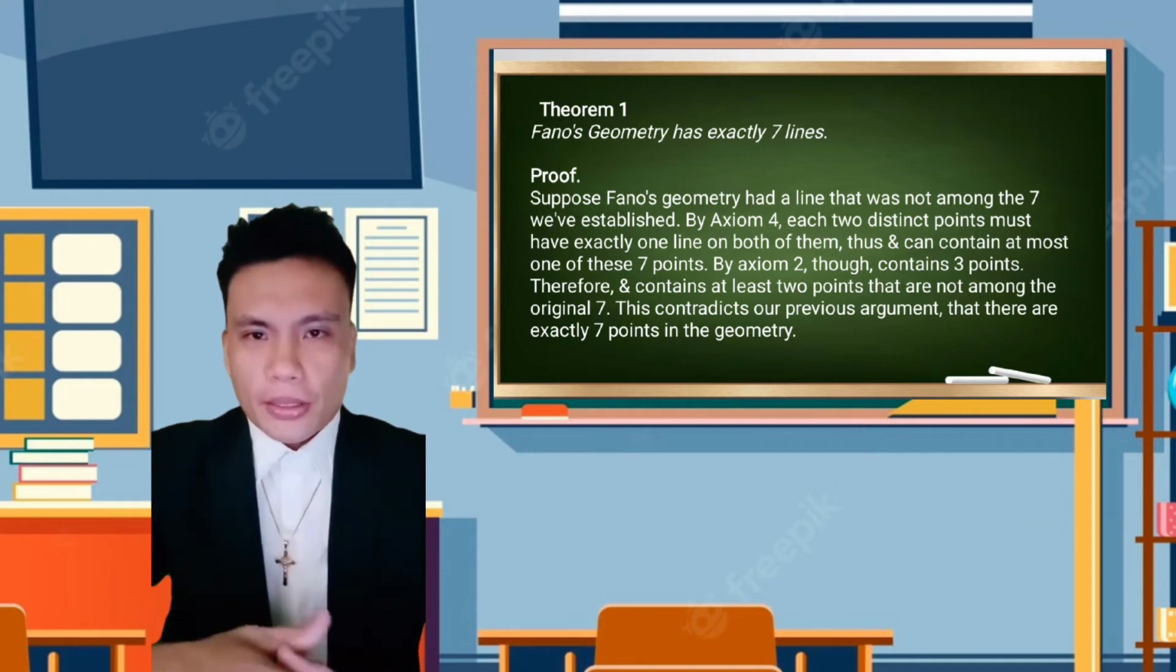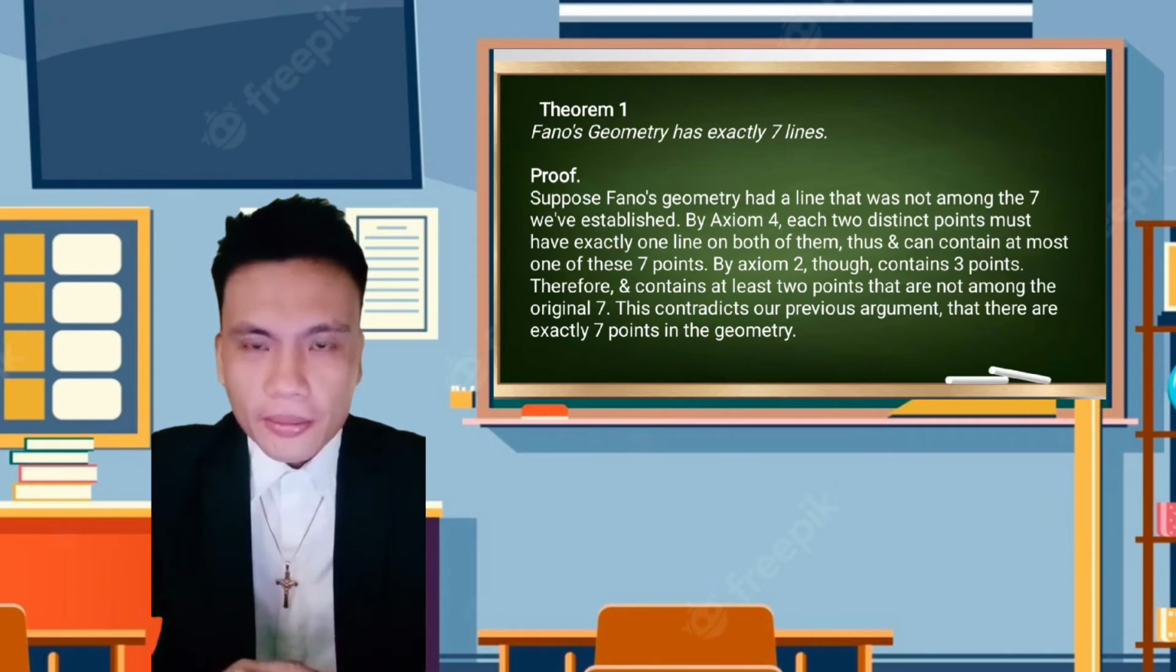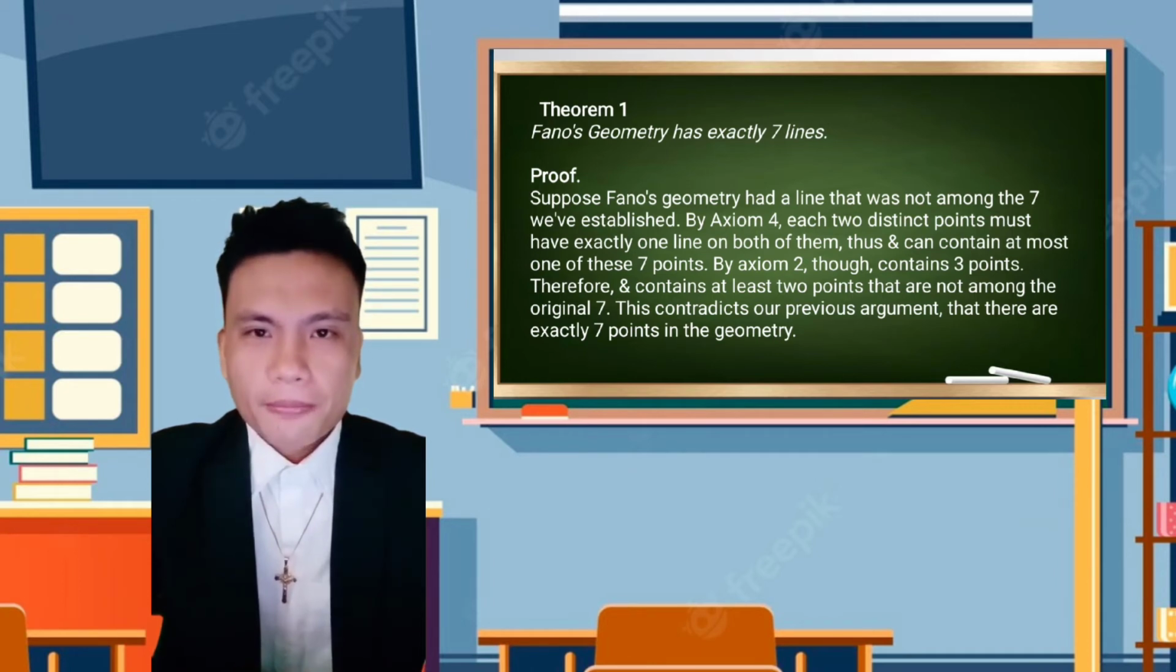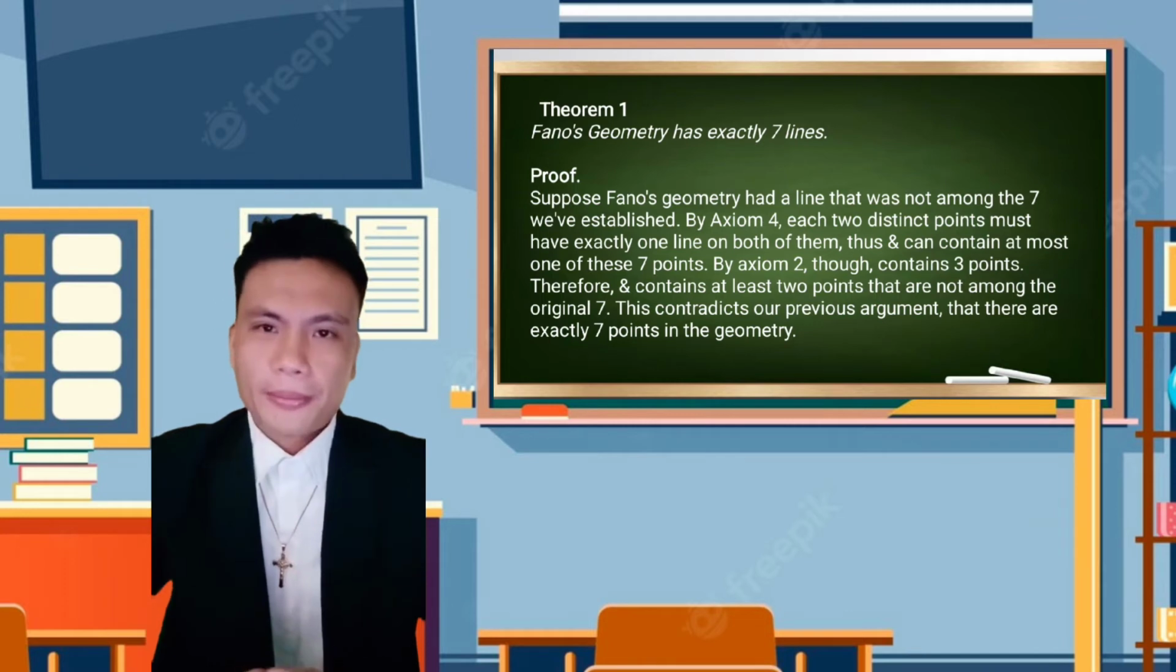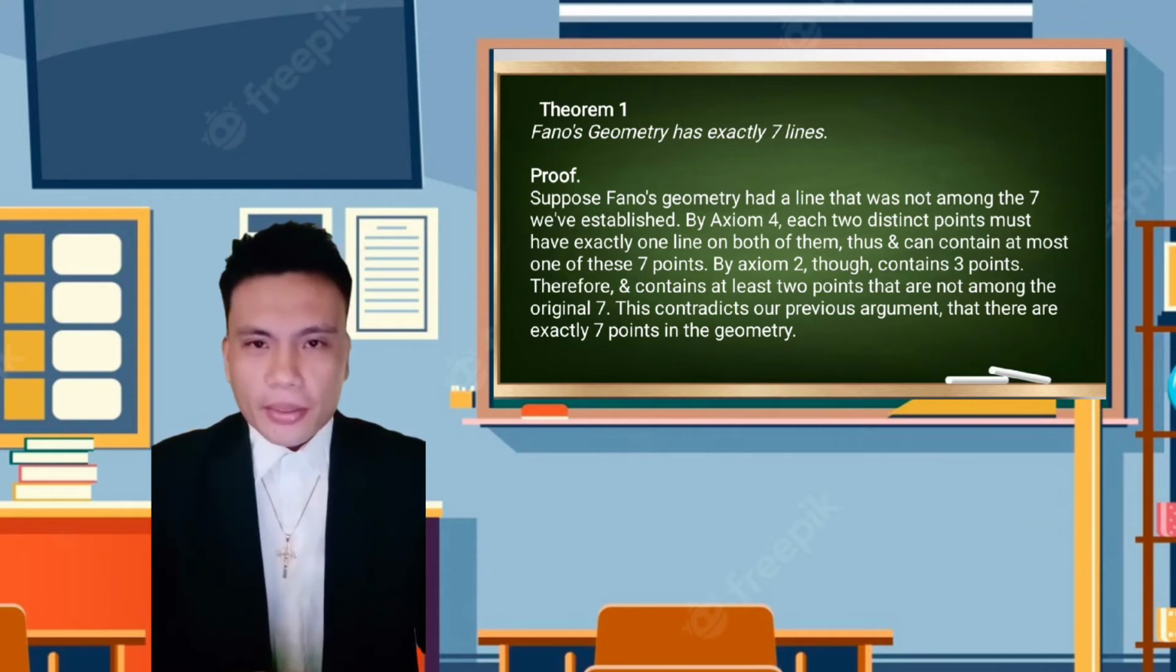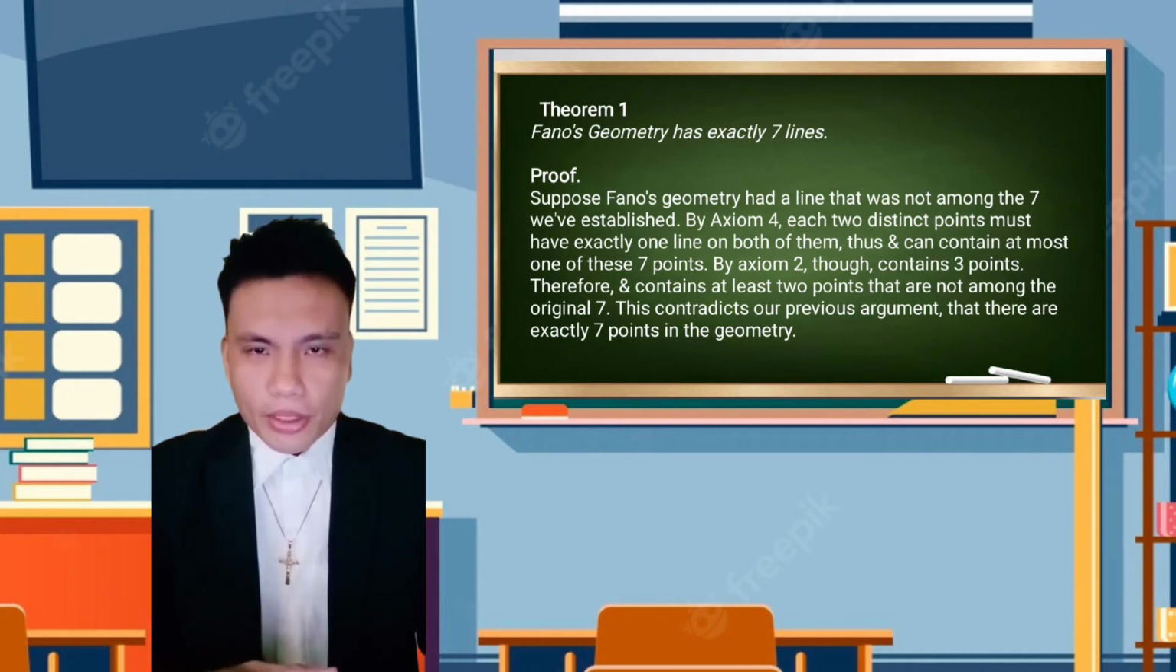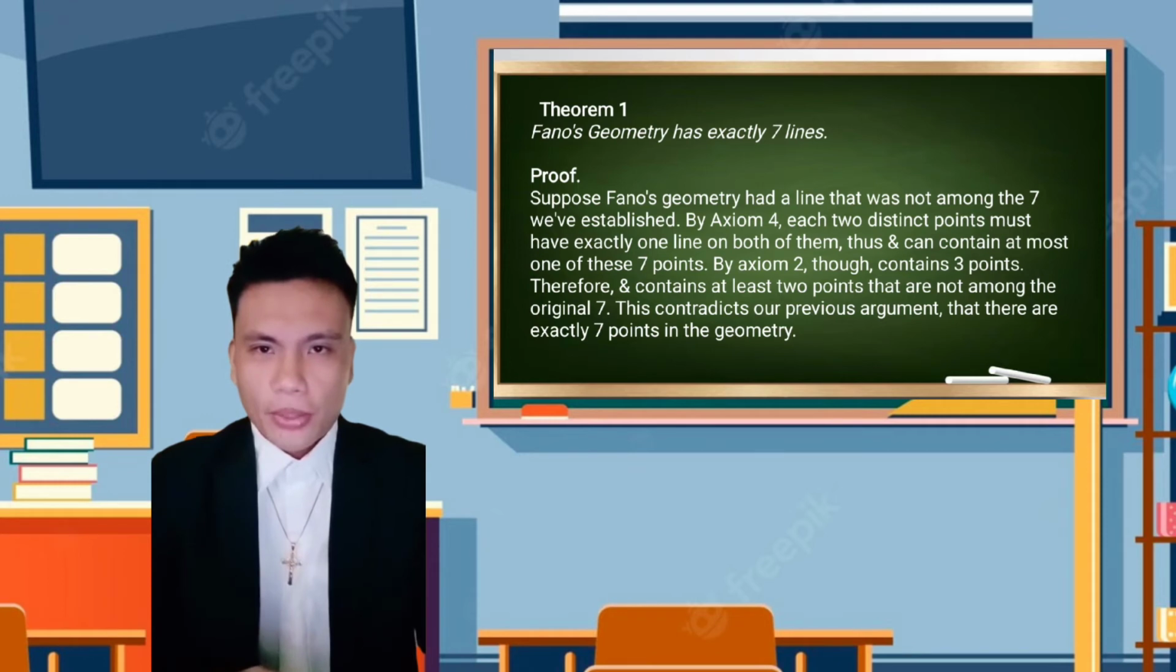We therefore suppose that a line is an 8th line. Axiom 2 ensures that the line contains 3 distinct points. In particular, the line contains some pair of distinct points. We have already constructed a line containing any pair of distinct points. So, axiom 4 implies that this line must in fact coincide with one of the 7 lines already found. A contradiction: no such line can exist, and we may conclude that Fano's geometry has exactly 7 lines.